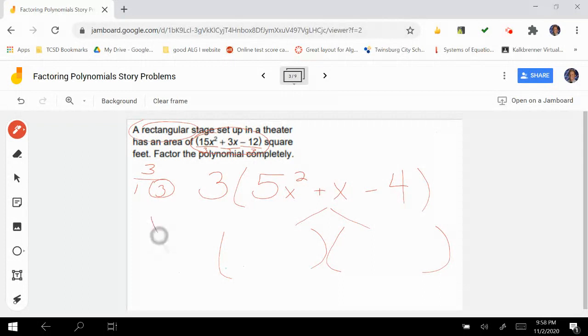So now what are we going to do? We're going to do that big X method. All right. So the AC wedge is on top. The B wedge is on the bottom. This is multiplying. This is adding. So let's take A. A is 5. Our C value is -4. What is 5 times -4? -20.